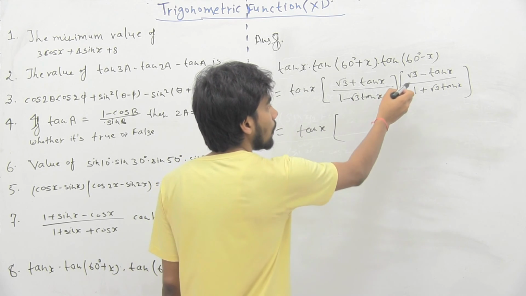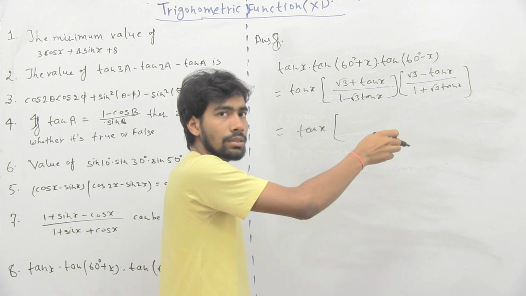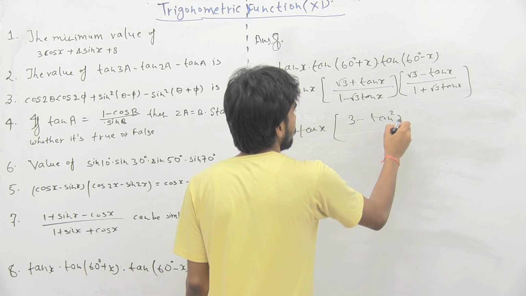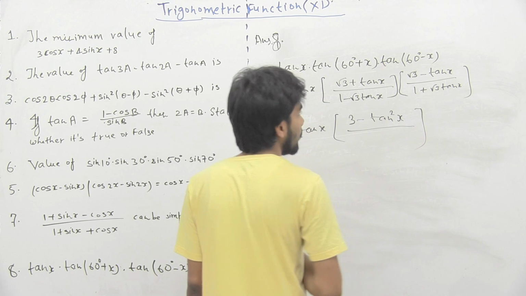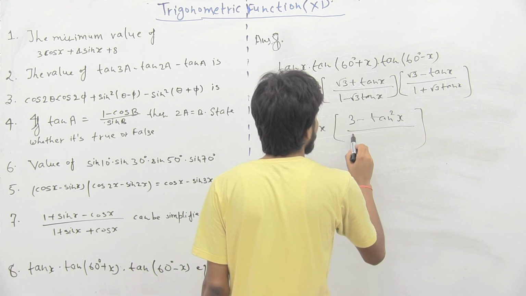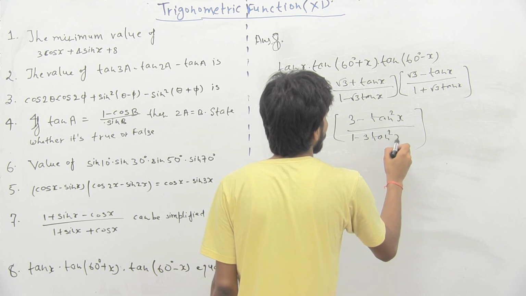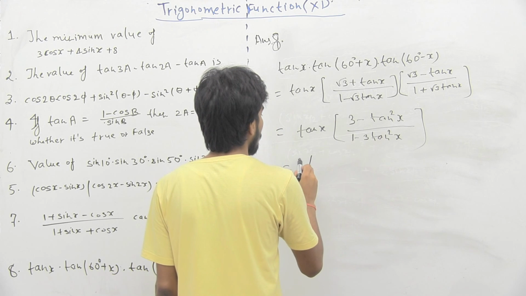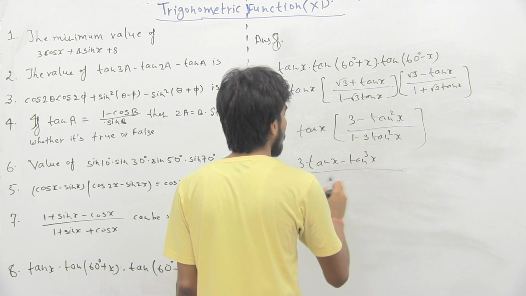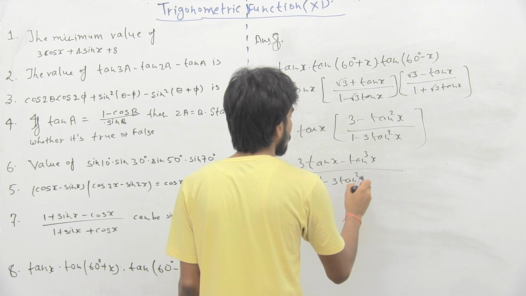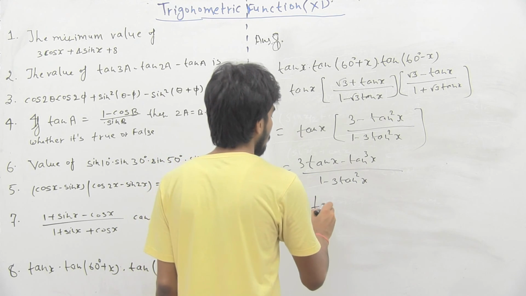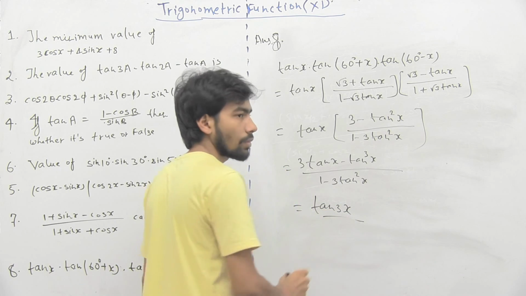Now we see that here it is root 3 plus tan x and root 3 minus tan x. So it will be 3 minus tan square x. And in denominator side 1 minus root 3 tan x into 1 plus root 3 tan x. So it will be 1 minus 3 tan square x. Three tan x minus tan cube x divided by 1 minus 3 tan square x, and it is the formula of tan 3x. Okay.